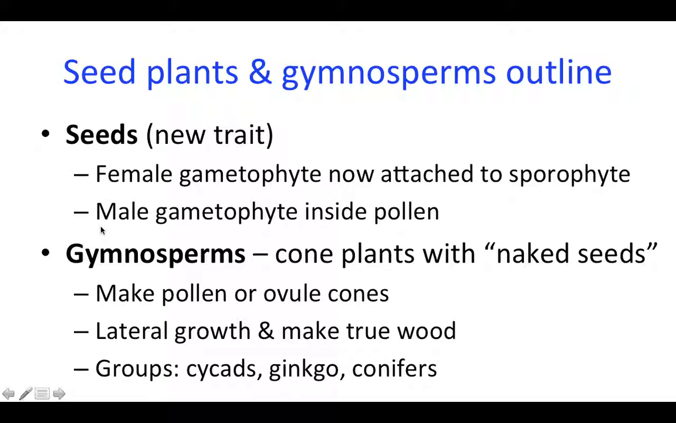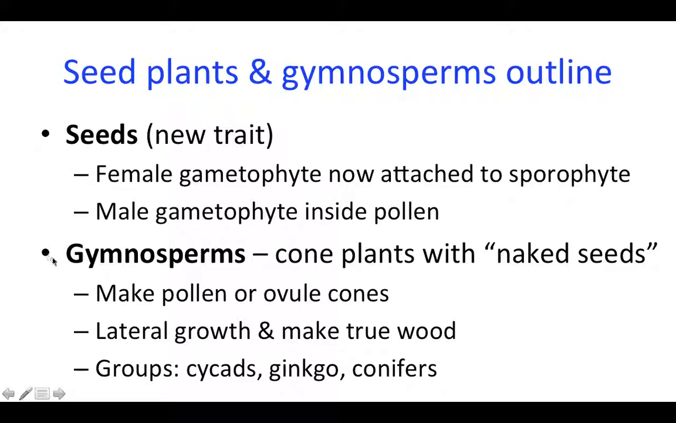We'll also see that the male gametophyte is now inside a hard protective coating, and those two things together give us pollen. And pollen is going to allow those male gametophytes to disperse and to reach the female gametophytes.